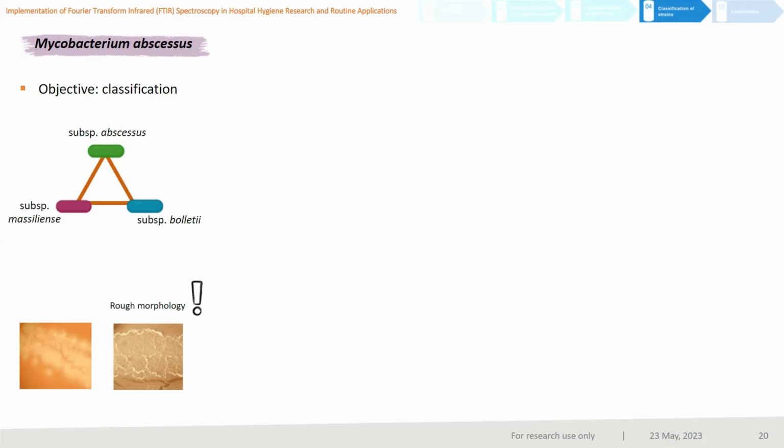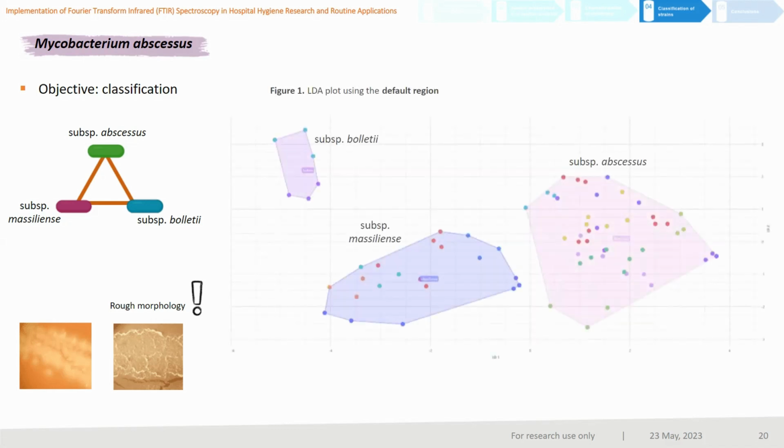In this example, PCA and dendrogram analysis were not successful in separating the subspecies, but we obtained these clusters using LDA, which is a supervised method. It suggests that the system is able to find differences in the spectra among these three groups. It's important to note that this was a pilot study with a small number of isolates, and it requires further improvement. Now let's imagine that we aim to create a classifier in order to identify new isolates automatically.